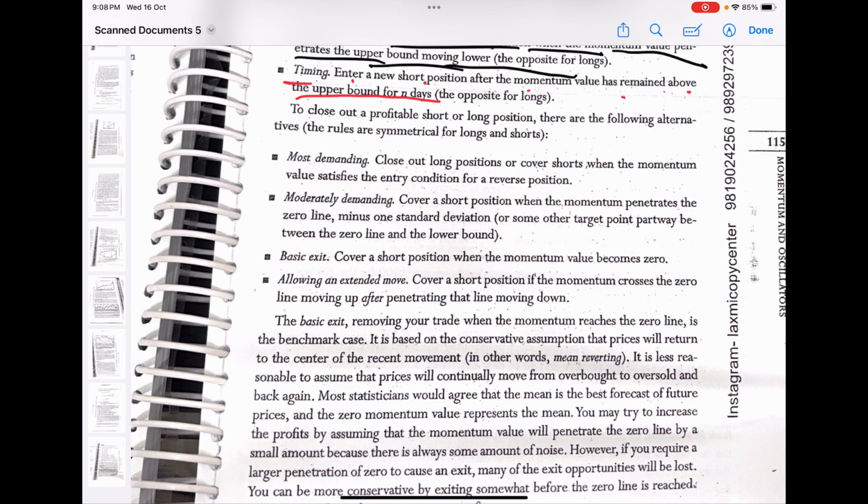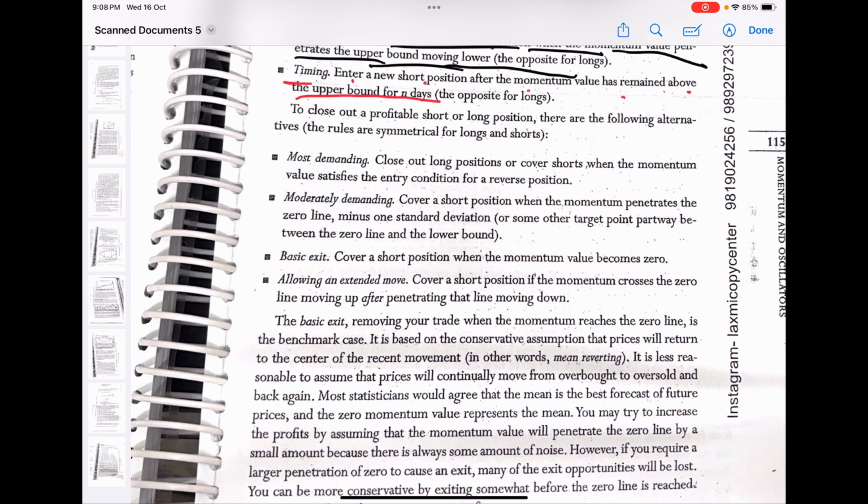Zero line minus the one standard deviation. That is a good area for you to cut your position. Next is the basic exit, covering a short position when the momentum value becomes zero. You know that if it's zero, then there is no momentum left. So there is no point for you to stay in a sideways market.